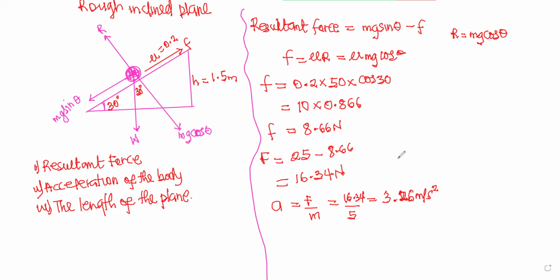So class, this is how to go about it. Then the length of the plane. The inclined plane here shows a certain right-angled triangle, and so we use trigonometry.